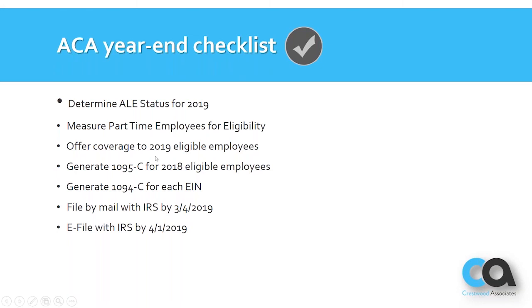And then as we went through in our example here, make sure you generate your 1095-C forms for the 2018 employees, and then the 1094-C form, if any of those are applicable for you. And then just make sure that you get that mailed out by March 4th. And then if you are interested in e-filing that, let us know, because there are a couple companies that offer that. And if you were to e-file it, then you would have until April 1st.